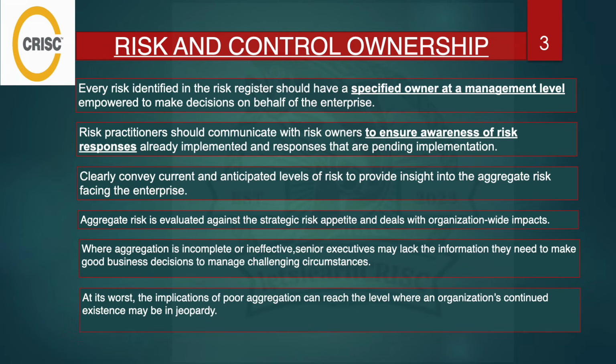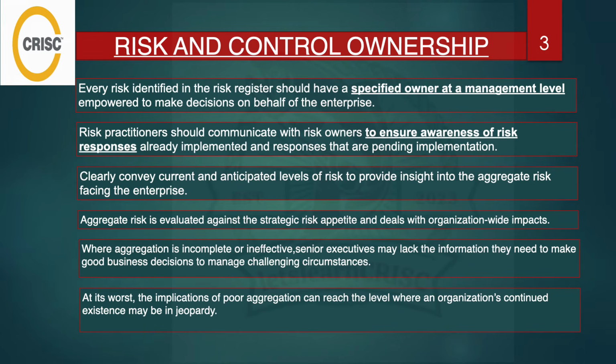Next, at its worst, the implication of poor aggregation can reach the level where the organization's continued existence may be in jeopardy. Friends, the implications of poor risk aggregation can be severe and may indeed threaten an organization's continued existence. There are a few examples in which inadequate risk aggregation can lead to such dire consequences. First is crisis management. Friends, when risks are not effectively aggregated and assessed, the organization may lack the early warning signs necessary to respond to emerging threats. This can result in crises that catch the organization off guard and require significant resources to manage.